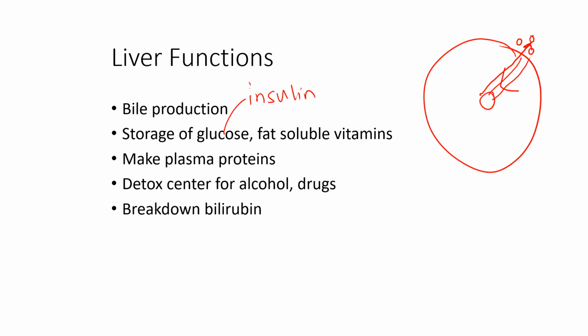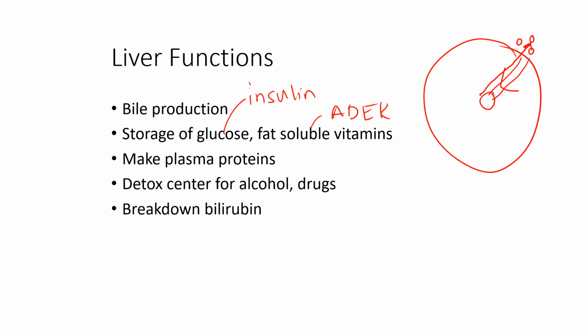We also store fat-soluble vitamins in the liver. Do you recall those four fat-soluble vitamins? They are A, D, E, and K. The liver also makes important plasma proteins. You may recall albumin from our discussion of blood. It is very important for helping us to maintain blood osmotic pressure. If the liver is impaired, then blood pressure may be impaired.